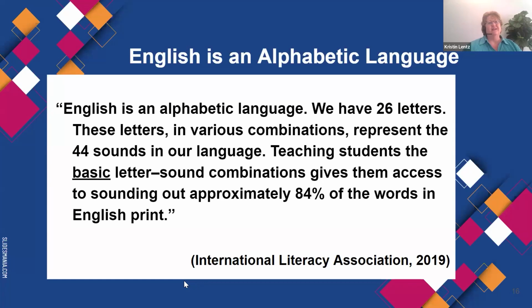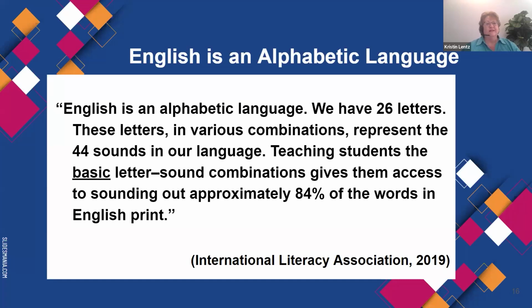Another interesting fact I just wanted to share with you is that, if you aren't aware, our language is an alphabetic language. We have 26 letters. That's pretty common knowledge. But what you may or may not know is that those 26 letters can be combined in different ways to produce 44 sounds. So we have 44 sounds in the English language. And of those sounds, there are about 250 different ways to spell those sounds. And that's one of the pieces that causes English to be a very deep language.